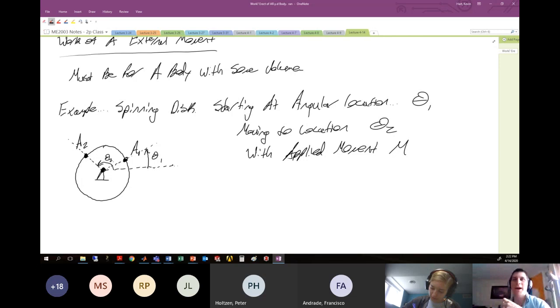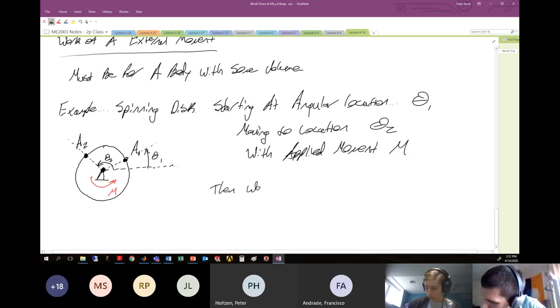And to do that, much like we dragged the box across the ground, we have to spin the disk with some applied moment. So we're going to apply a moment to this disk, which is something like this. Let's say that moment is being applied so that we can force the disk to go from A1 to A2. Okay. So then the work from 1 to 2 is the following.